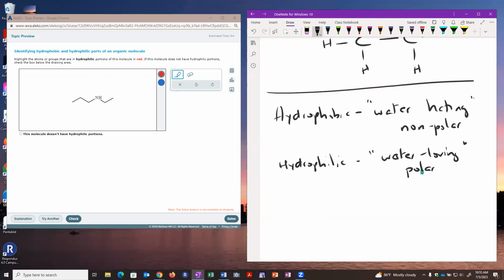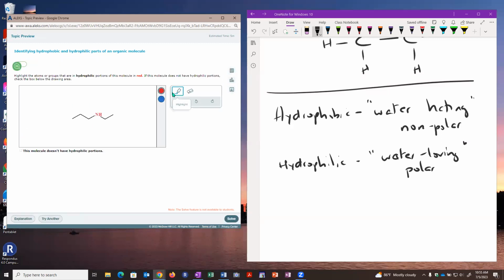Well, something that has a polar portion to it, and the nitrogen here being a highly electronegative element, will introduce some polarity. So we can highlight that. And that's the only thing we need to highlight here, the hydrophilic portion. If you decide that there aren't any hydrophilic portions, then you can just click on the thing down here on the bottom so we can check.